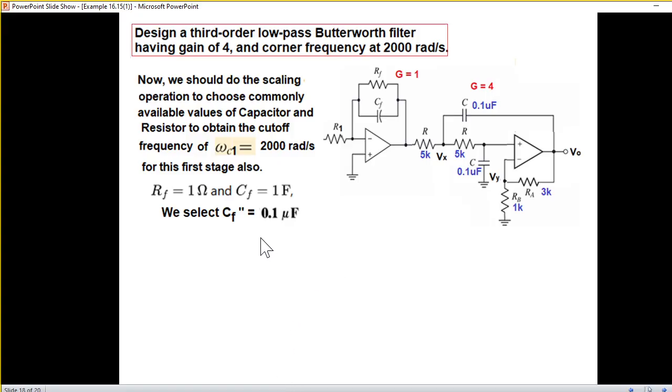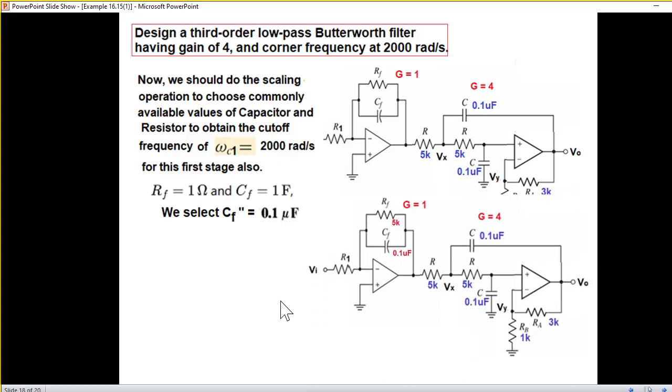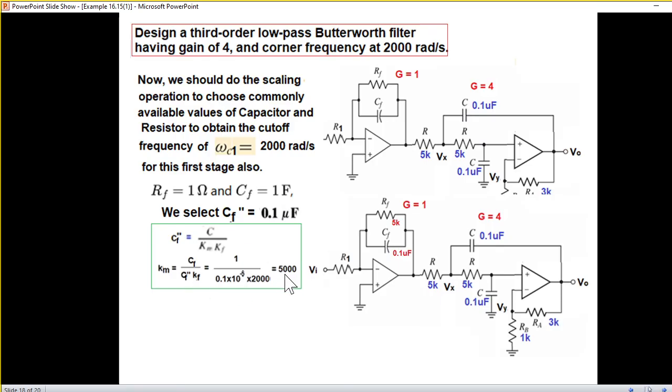And for this exactly same technique, we select 0.1 microfarad. We find Kf and then we find Km. From here, then Km and then R will be 5000 multiplied by 1, so 5K. So 5K here and 0.1 microfarad here. The only thing remaining is R1.